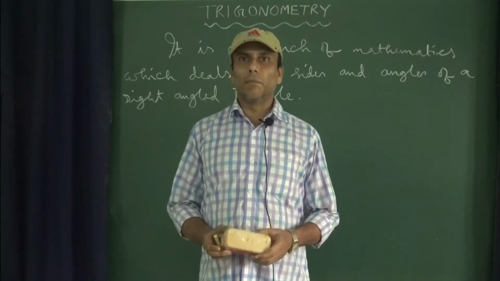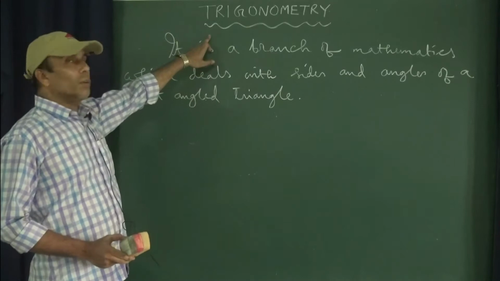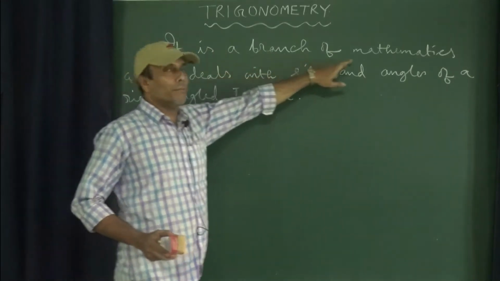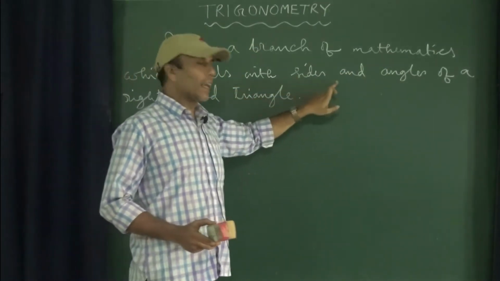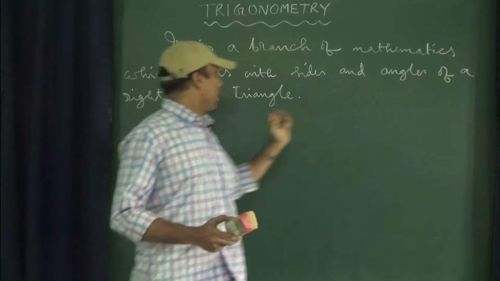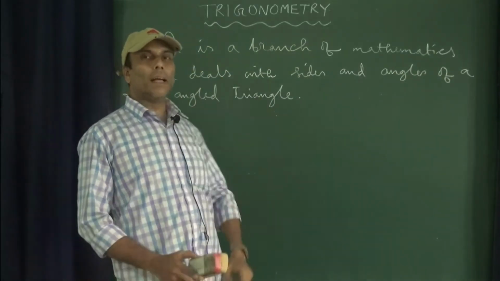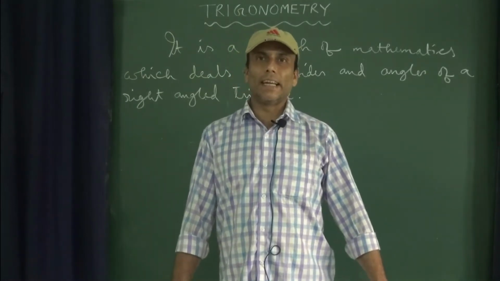Today I will discuss trigonometry of class 10. Trigonometry, the definition says, is a branch of mathematics which deals with sides and angles of a right angled triangle.